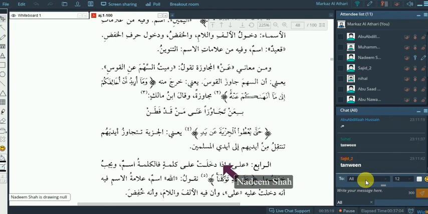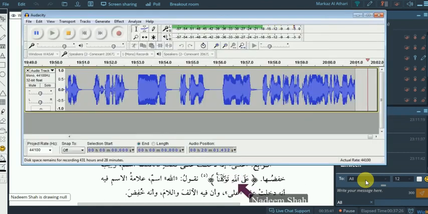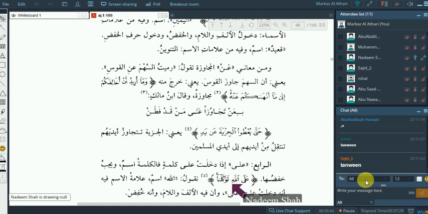Okay, the fourth of the حروف الجر: على. إذا دخلت على كلمة فلكلمة اسم. When this particle comes upon a word and that word is an ism, يجب خفضها. It has to take a kasra. على الله توكلنا. This word, لفظ الجلالة, Allah subhanahu wa ta'ala's name over here, has a kasra on it.